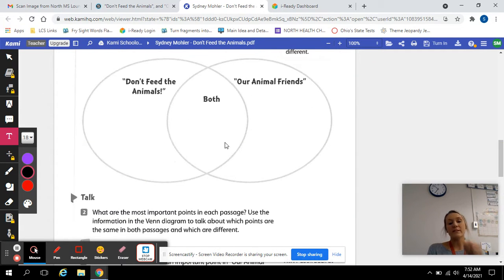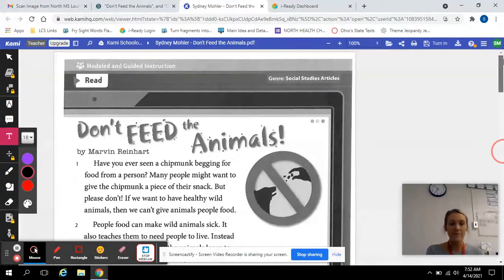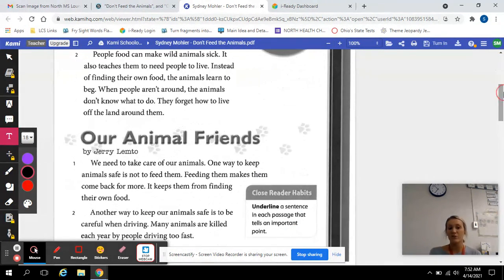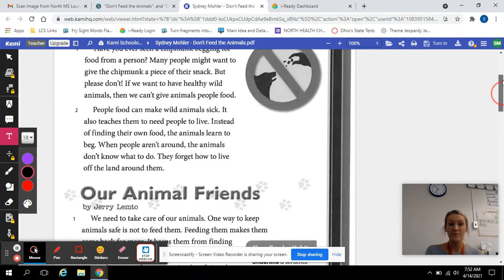So here we have our Venn diagram. This side is the contrast side, telling me what's different, just as this side is, and this is telling me what's the same. For today's case, we are comparing and contrasting two different articles or passages. We're telling what was different in these passages, and also telling a similarity. So we're going to read Don't Feed the Animals, and also Our Animal Friends. We're going to tell what's similar and what are the differences between the two.